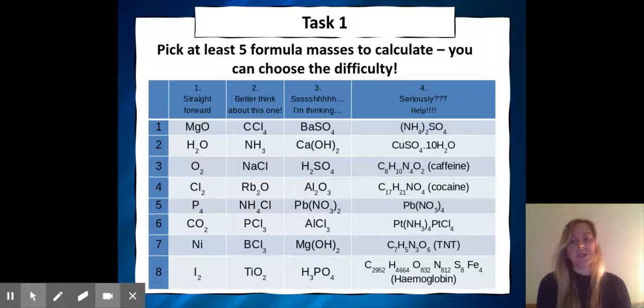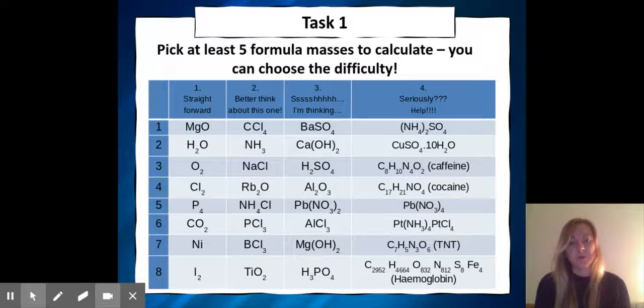I would recommend taking one from column 1, and then if you get on okay, doing a couple from column 2, then move on to 3, and then do 4 lastly once you feel really confident about it. Hemoglobin down the bottom right is going to be quite tricky to calculate, so leave that one till last. I'm going to pause the video.